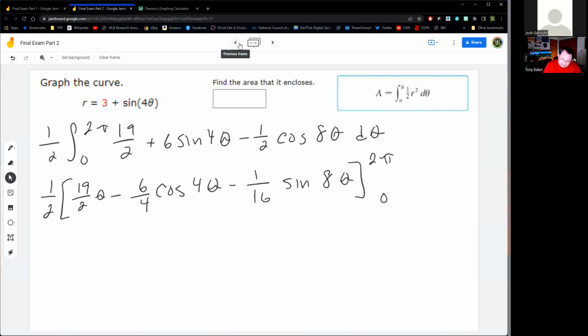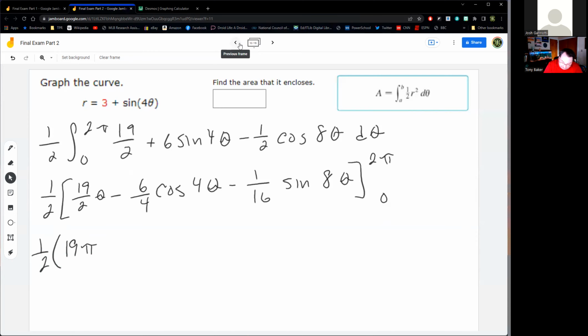So the zeros will cancel out that one, but the cosine it does not. So we can't just necessarily get rid of things. So I got 1/2 times 19 pi. The cosine of 8 pi, when we keep going around, that's in essence the same as 2 pi.